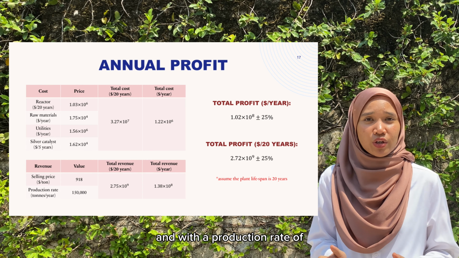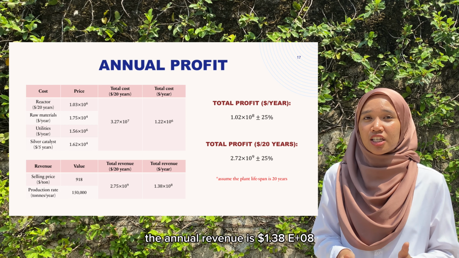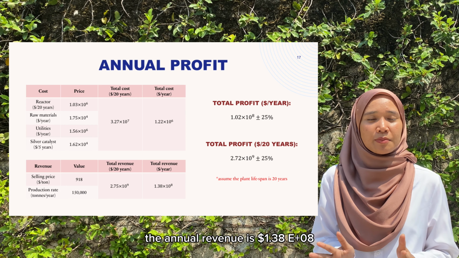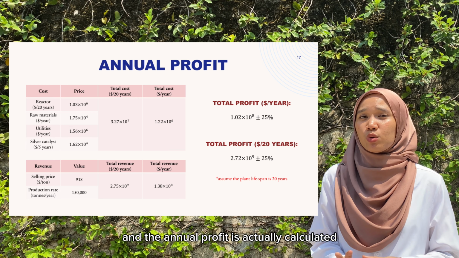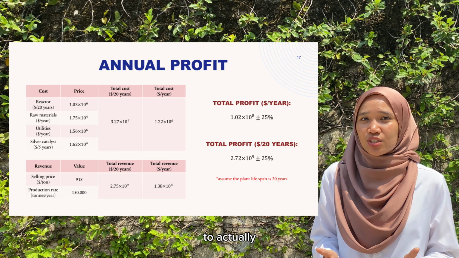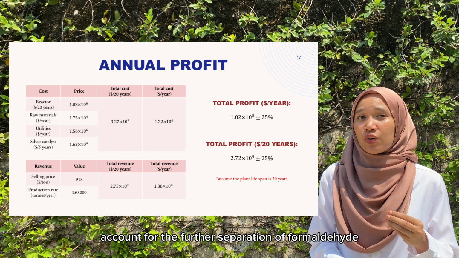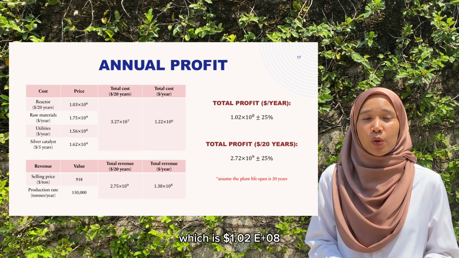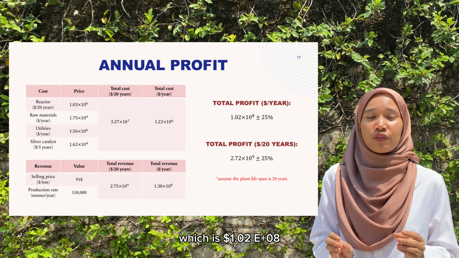With a production rate of 150,000 tonnes per year, the annual revenue is 1.38 times 10 to the power of 8, and the annual profit, calculated with a safety margin of 25% to account for the further separation of formaldehyde, is 1.02 times 10 to the power of 8.